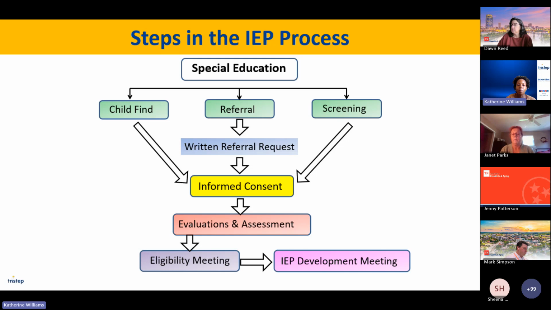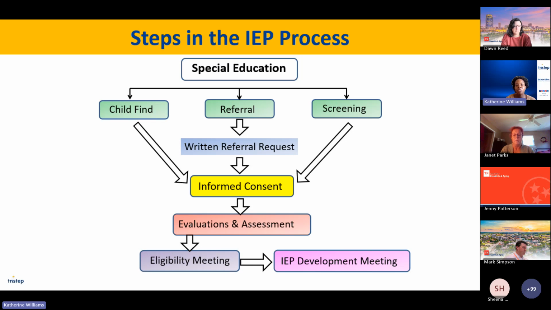So a child could be referred through a referral by a parent, through child find, through a screening. There would be a possible written referral request from the parent. And then they would go into informed consent. So the parent must be informed that the evaluation is going to take place, and they would give that permission for it to happen.